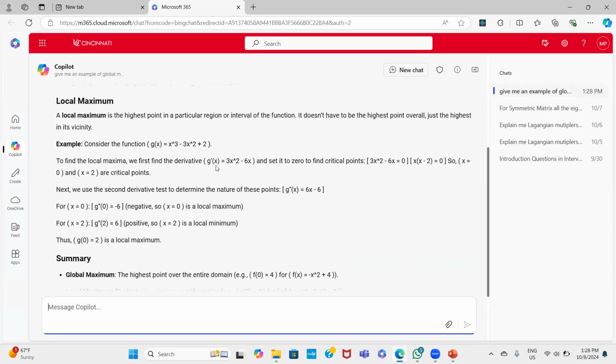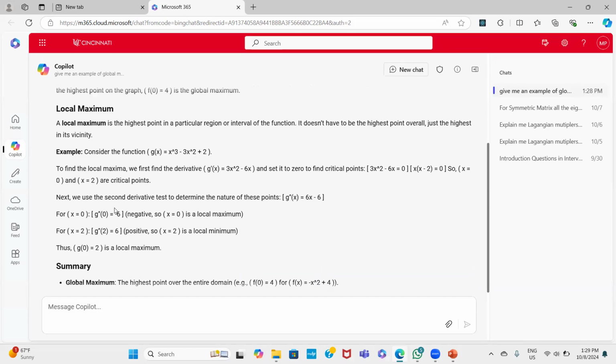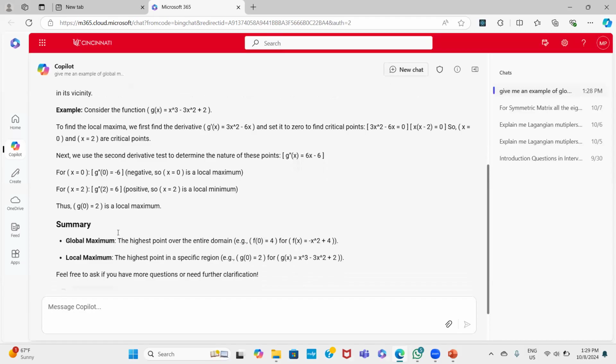So this is the function given. We are taking a derivative and we got two critical points, x is equal to 0 and x is equal to 2. And we took the double derivative and we got, what is the double derivative? 6x minus 6. And we applied 0 here and we got minus 6. And we applied 2, we got 6. So now where should we have the global maximum?